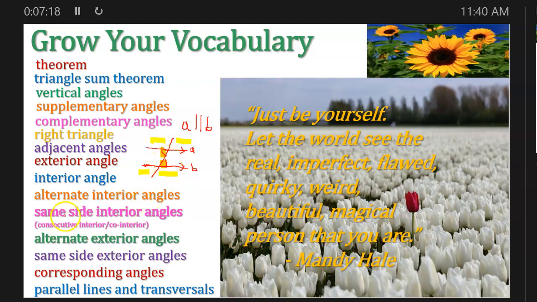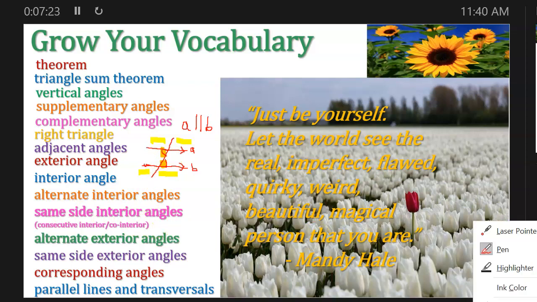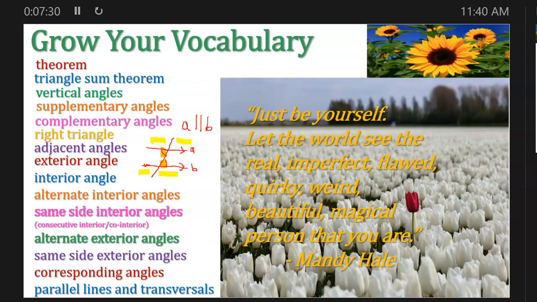Okay, now if you had same side interior angles, let's look at same side interior angles. I'll draw another one up here, two parallel lines and a transversal. And if they're same side interior, then I'm going to have one here and one here. Okay, so those are same side interior. And same side interior has a relationship as well.